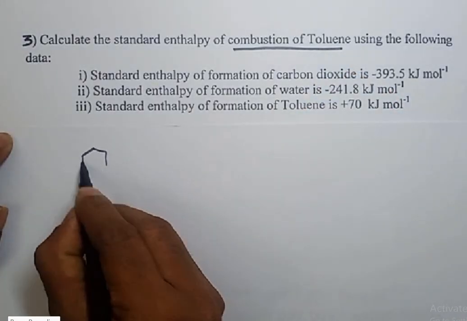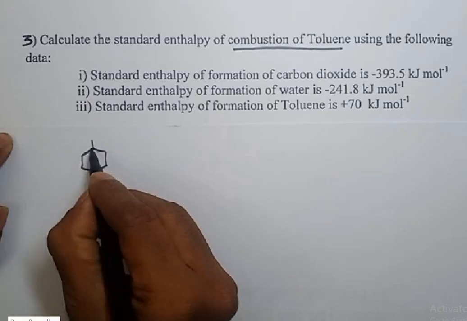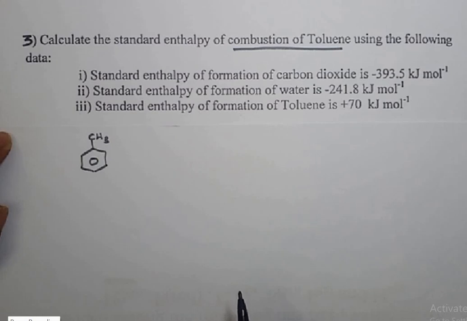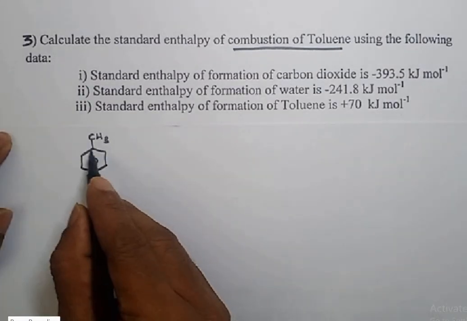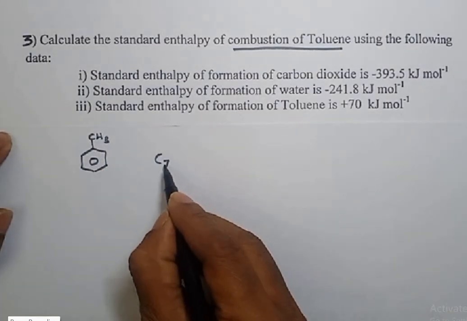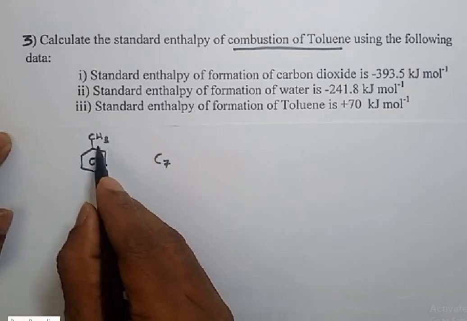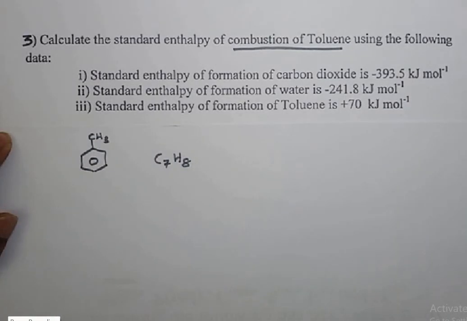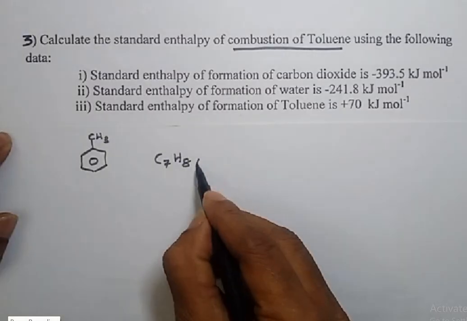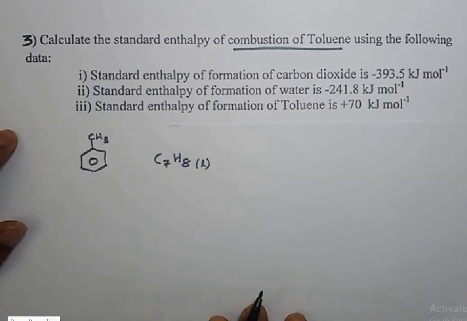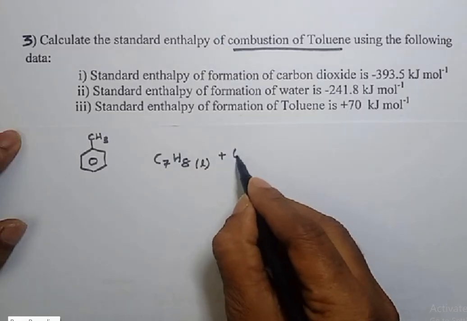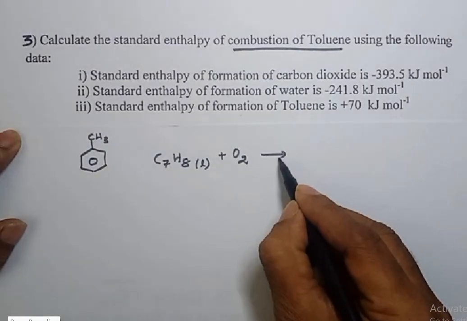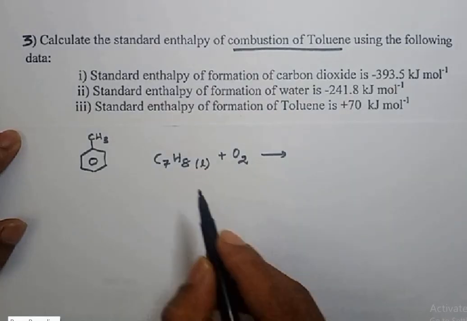Toluene, this is the formula. The methyl group is attached to the benzene ring. And the molecular formula contains 7 carbon, C7, and here 5 hydrogen, here 3, so 8 hydrogen. So C7H8 is the molecular formula of toluene. Toluene exists in the liquid state. Now, combustion means burning with oxygen, right? So, if it reacts with oxygen, what will happen?